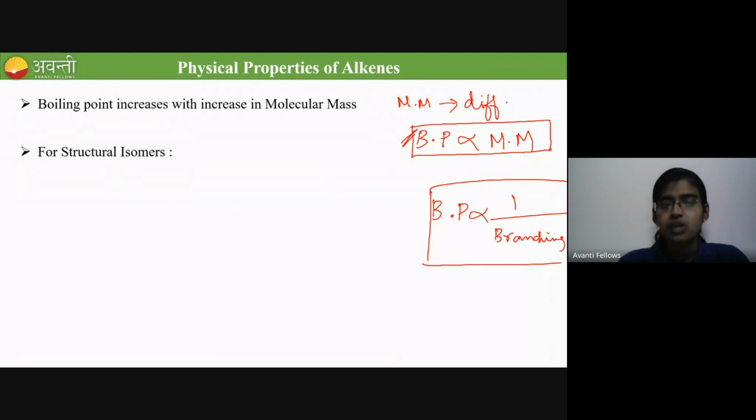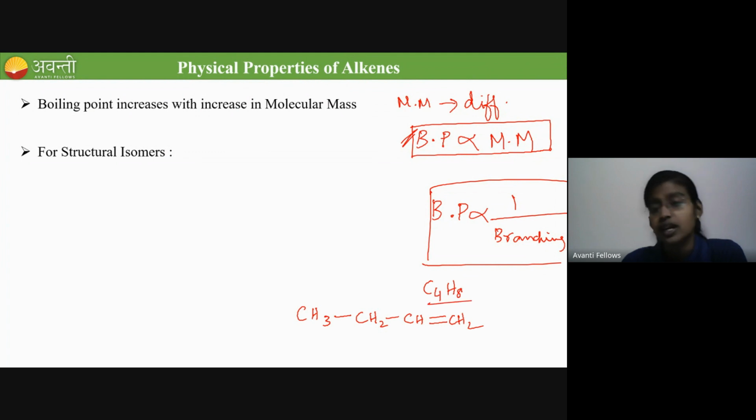Okay, let me take an example. I'll give you CH3, CH2, CH, double bond, CH2. Okay, this is one compound. Now, what is the molecular formula for this compound? It is C4. How many hydrogens are there? 8, right? It is C4H8.